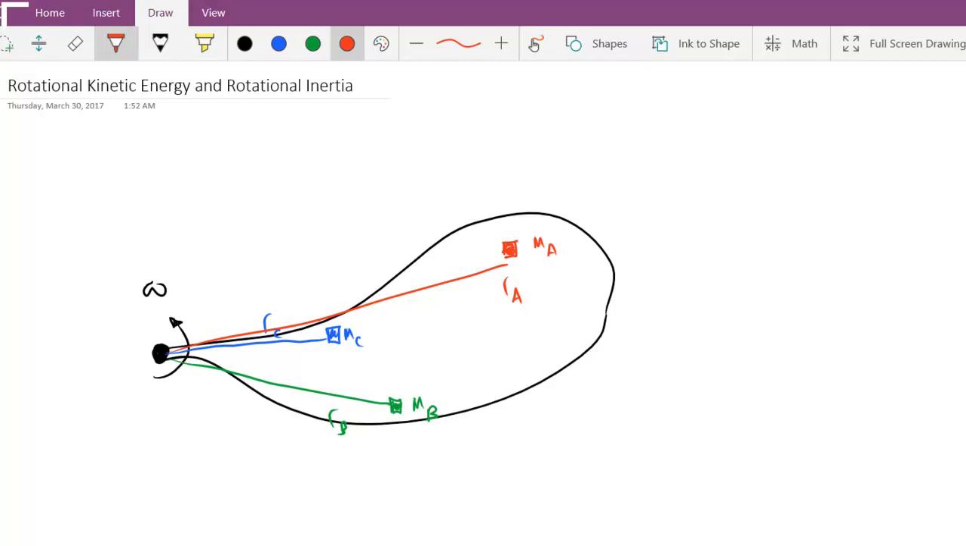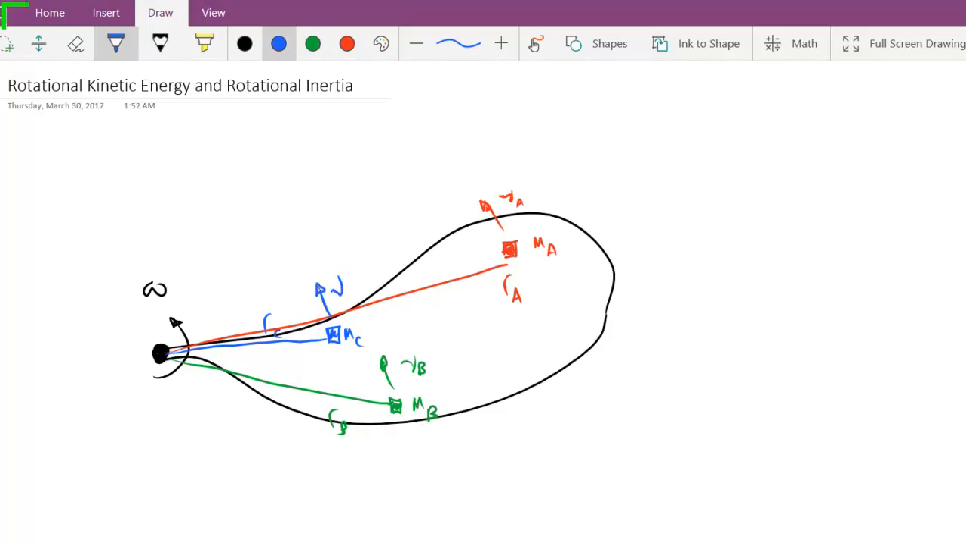And so then there is some linear velocity or tangential velocity associated with all of these points at the snapshot in time when it's rotating like this. So there's some tangential velocity here. We'll call this VA. And there's some tangential velocity here. We'll call this VB. And there's also a tangential velocity here.